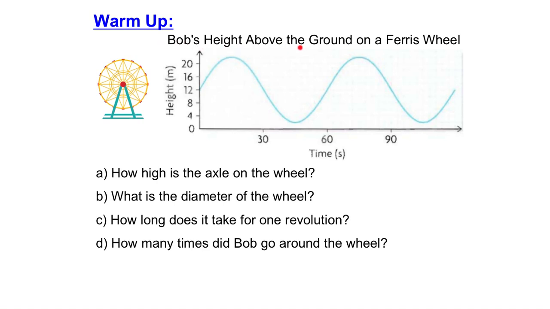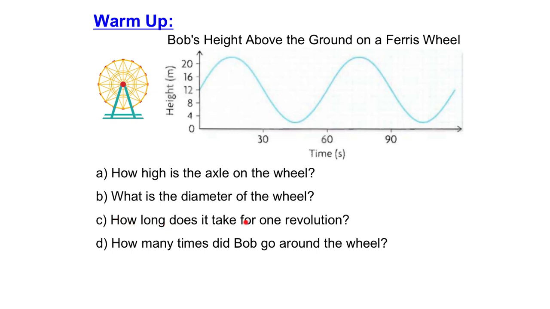Bob's height above the ground on a Ferris wheel is shown here. How high is the axle on the wheel? Here's the axle in the middle of the Ferris wheel. What is the diameter of the wheel? Diameter is the total distance across.